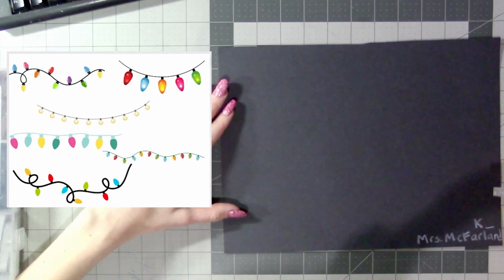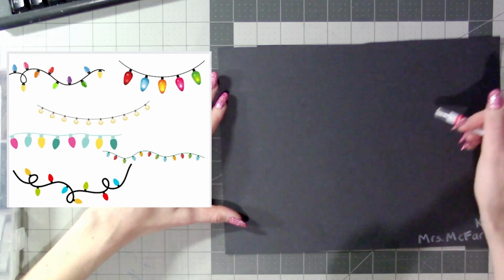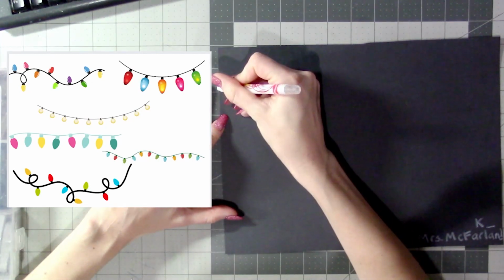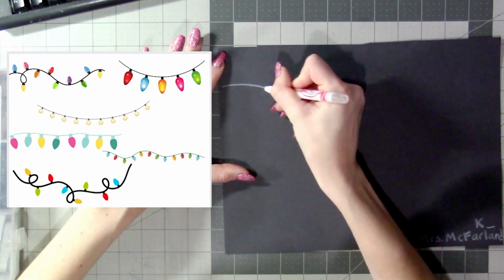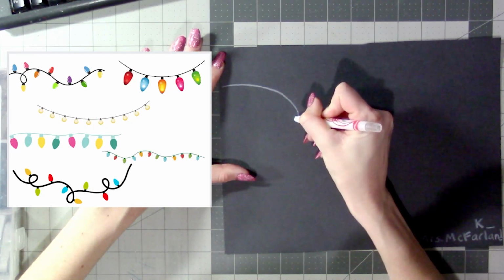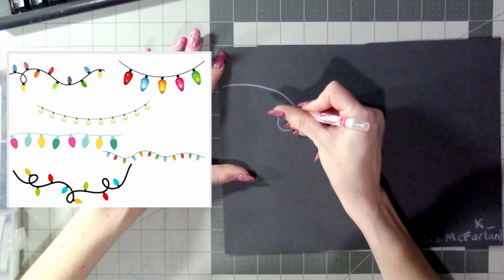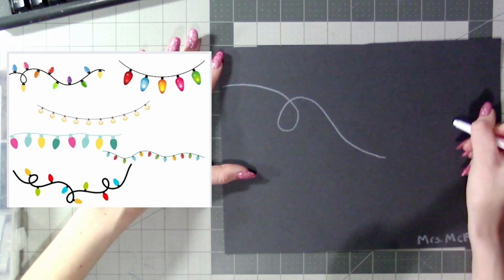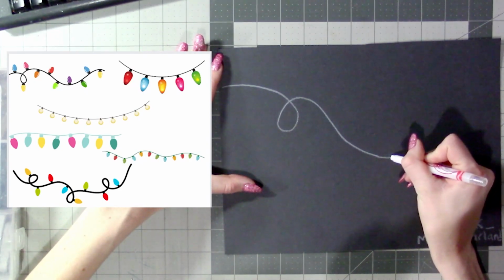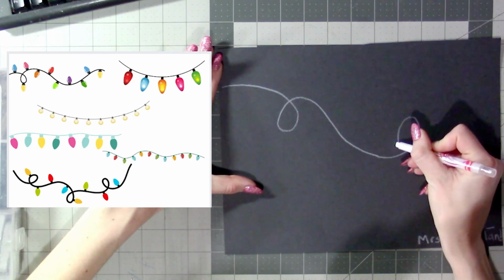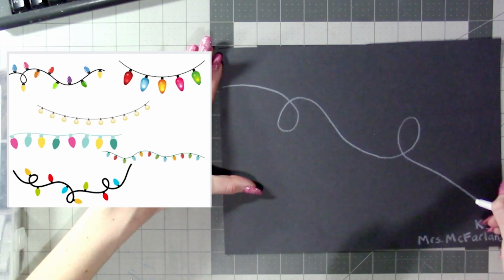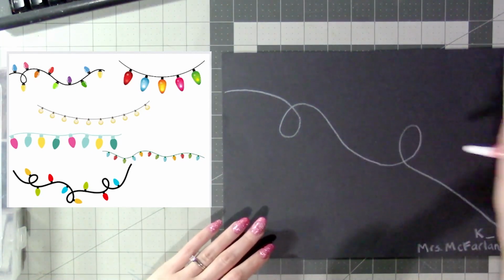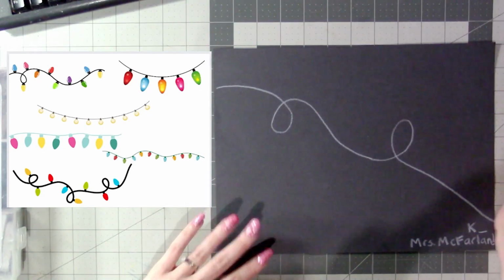So, first, I'm going to draw the line that all the strings are going to be on. So, I'm going to start up here. I'm going to go down, and then I'm going to go up. I'm going to curve up, whee, and back down. And I think I'm going to go up a loop up here. Here I go, up and down, and I'm going to go down again. Ta-da! That's my string for my lights to go on. Now you guys can draw yours.